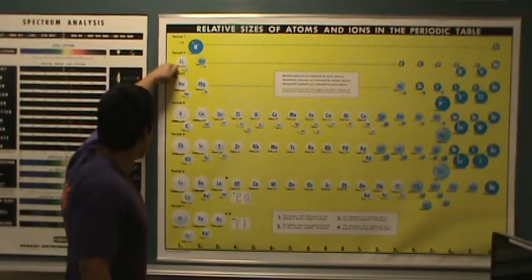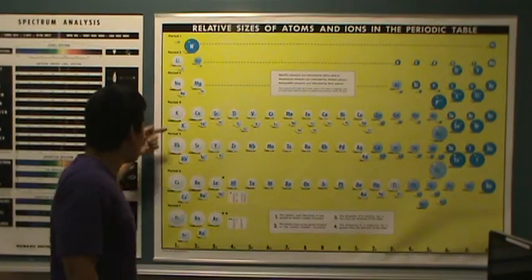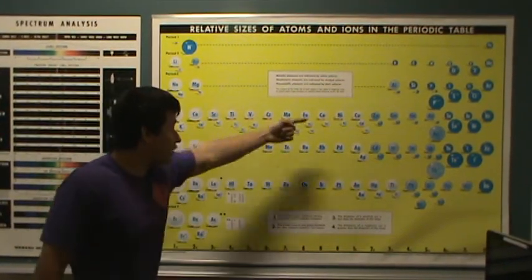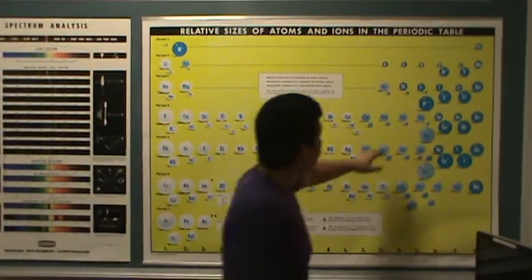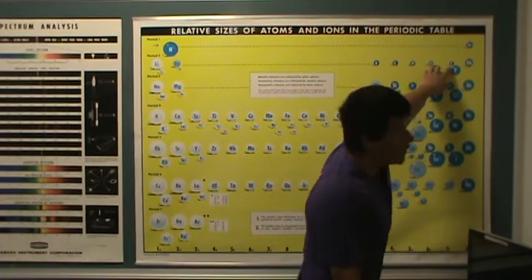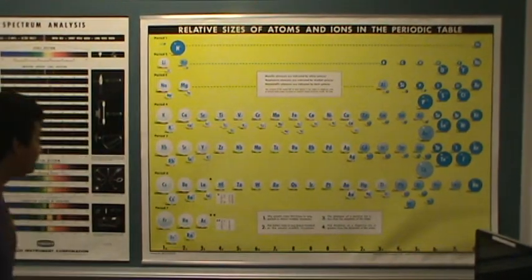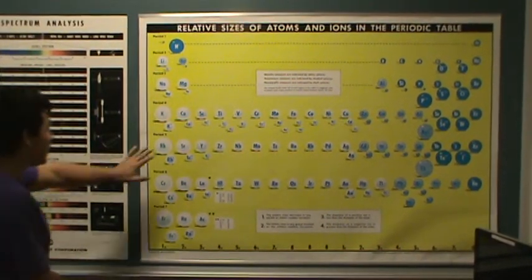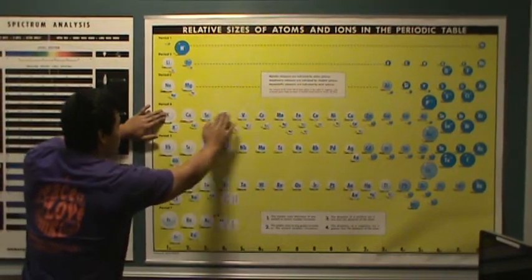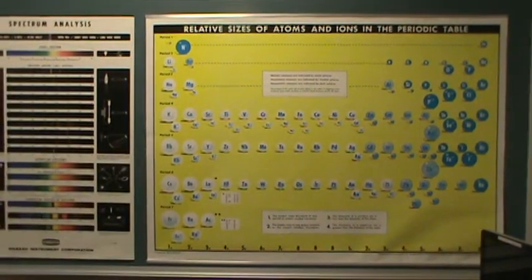So our elements become larger as you go down, and they become smaller as you go to the right of the periodic table, where we have fluorine, which is a very, very tiny little atom when it's not charged. So we're not talking about cations or anions, we're just talking about the neutral species for each of these elements.